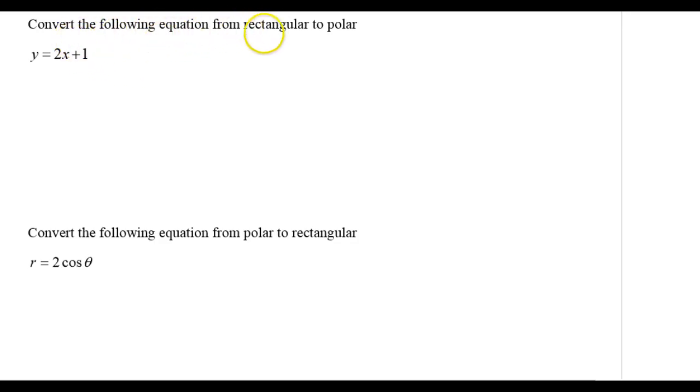So the first one, we're going to go from a rectangular equation to a polar equation. So we have y equals 2x plus 1. So we have a linear function in terms of x and y.